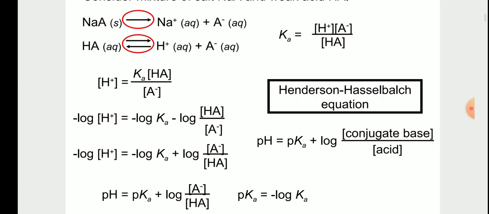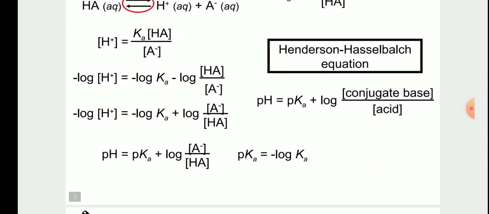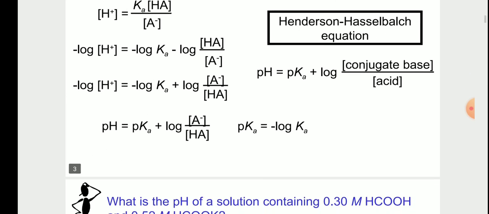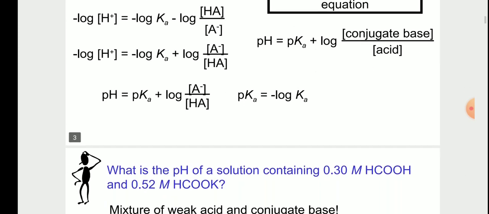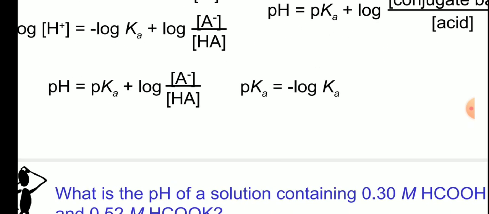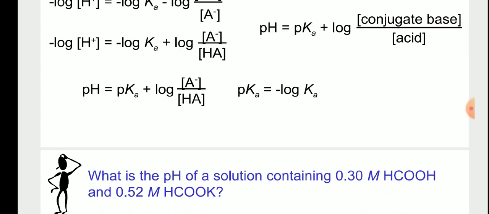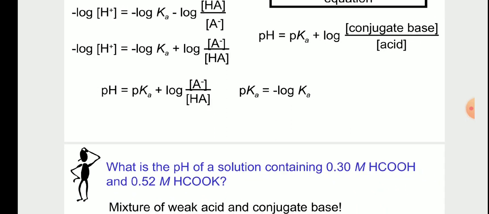So pH is not directly the concentration of the H plus. Here pH is equal to pKa, that is minus log of Ka, the dissociation constant of the acid, plus log of the conjugate base over the acid, that is the concentration of acetate over acetic acid. So ultimately we get pH is equal to pKa plus log of the concentration of A minus by the concentration of HA.